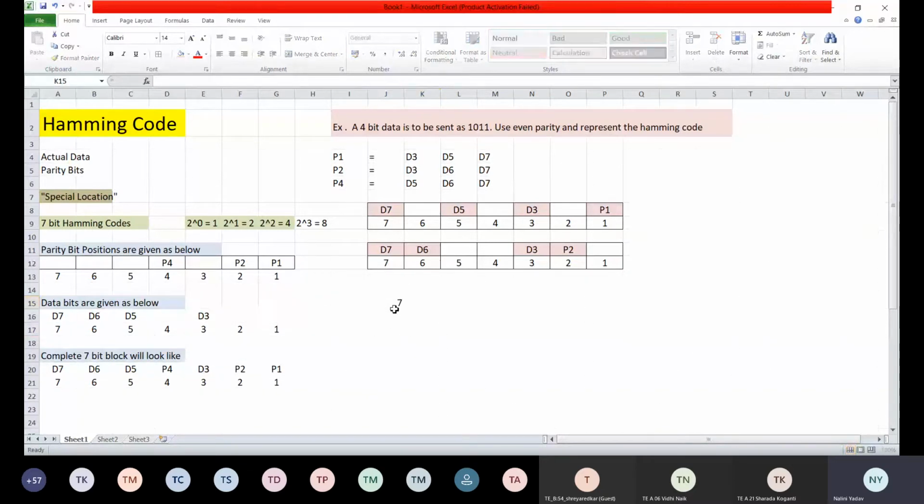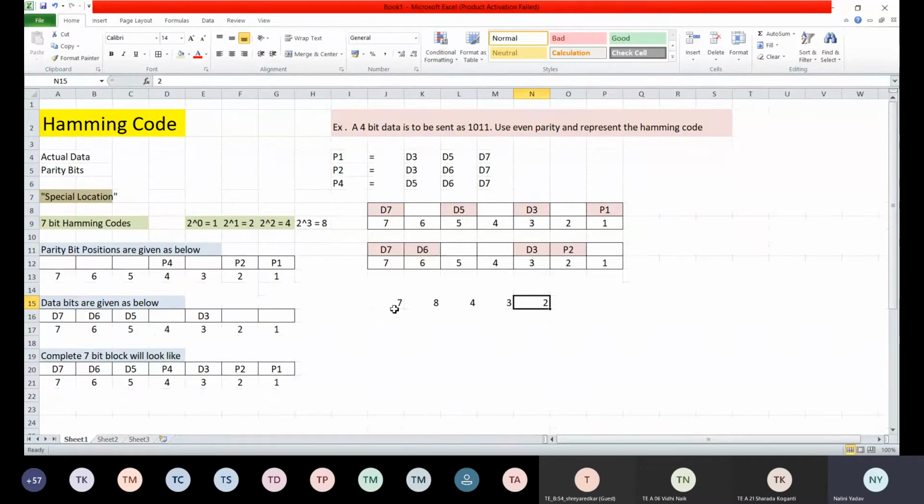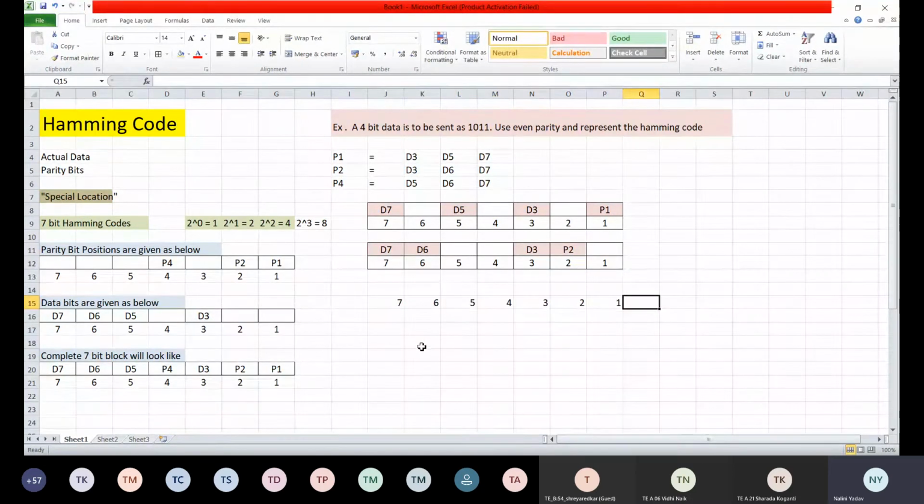Now we'll see how to calculate P4. Something got missed. Okay, 7 6 5 4 3 2 1, correct? So now we have not missed any number. Let's take this. Now what is the next number? Next is P4, right? P4 is here. So now we need to calculate P4.